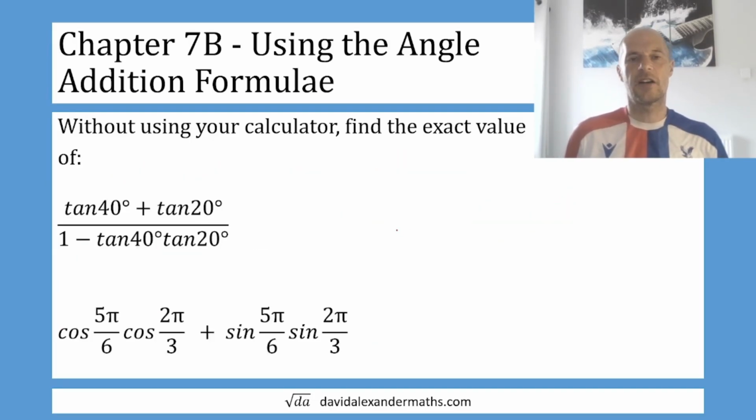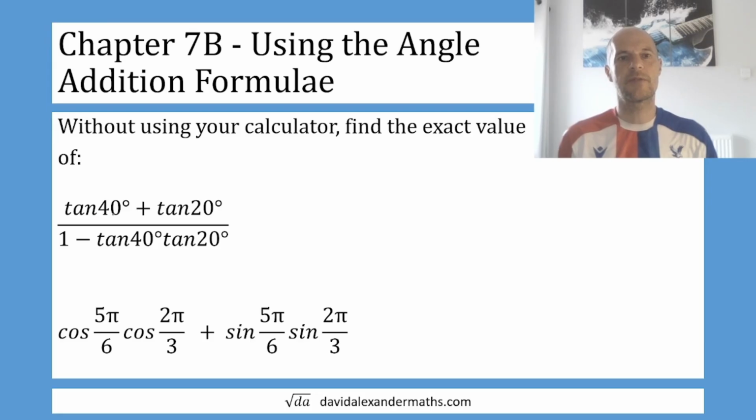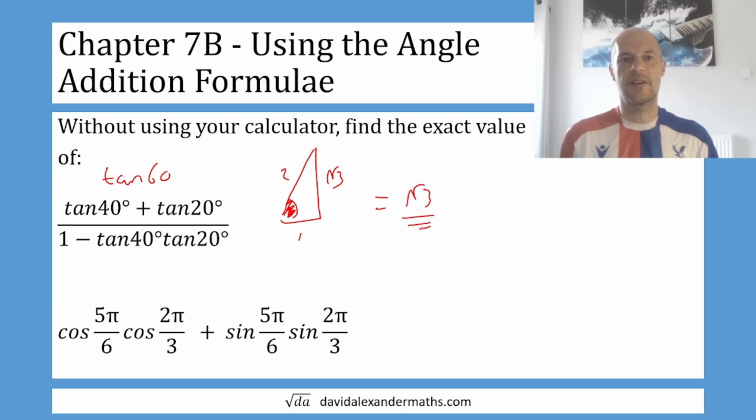Okay, so here are a couple more examples. Here we've got tan 40 plus tan 20 over 1 minus tan 40 tan 20. So we need to recognise that this is the tan of 40 plus 20. So this is the tan of 60. Now the tan of 60, let's just draw out my triangle: 1, 2, root 3. Here's my 60-degree angle. So it's root 3 over 1, so that is simply root 3. That is the exact value of all this stuff here.